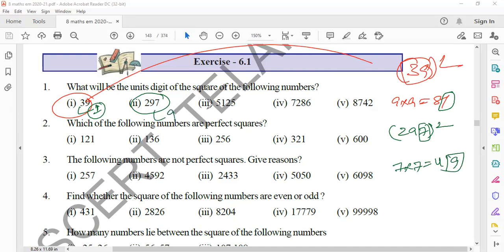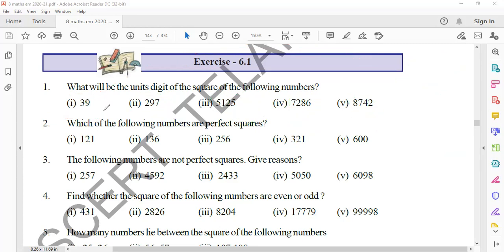Next, 5125 whole square. What is the answer? Just take 5. 5 5 is 25. The answer is 5 only. Next, this is 6 6 is 36. The answer is 6 only. Next, 8742 whole square. You can do just the last digit. 2 2 is 4. Answer is 4 only. Clear?